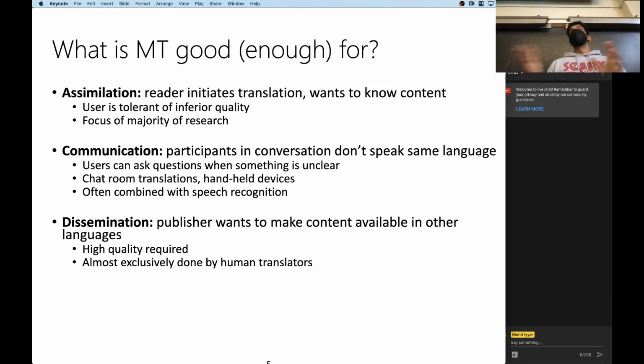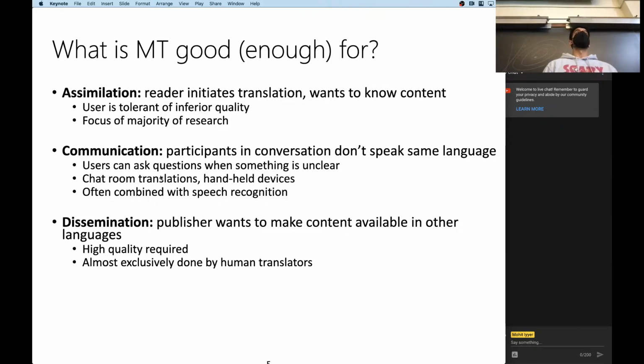So the use cases of machine translation are different depending on how good the translation quality is. For example, if you just want to know the content of some text in a language you don't understand, you might be much more tolerant of things like grammatical errors or even local inconsistencies, if you can somehow get the gist of what was being said, right? So this used to be the focus of the majority of research. Now I think things have improved to a point where we can focus more on settings where users are not as tolerant of these errors.